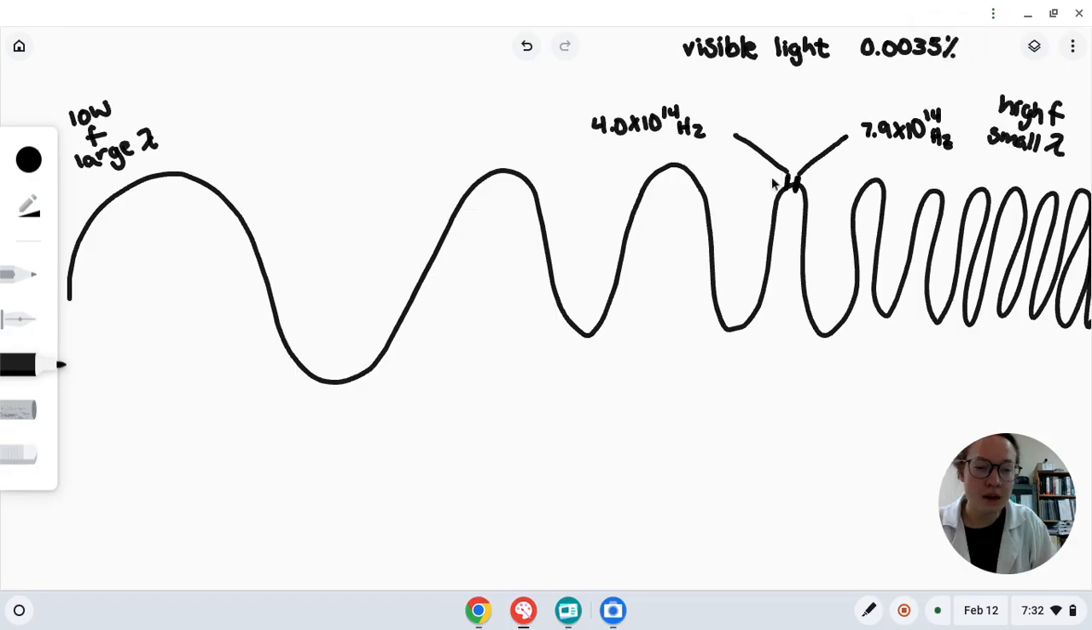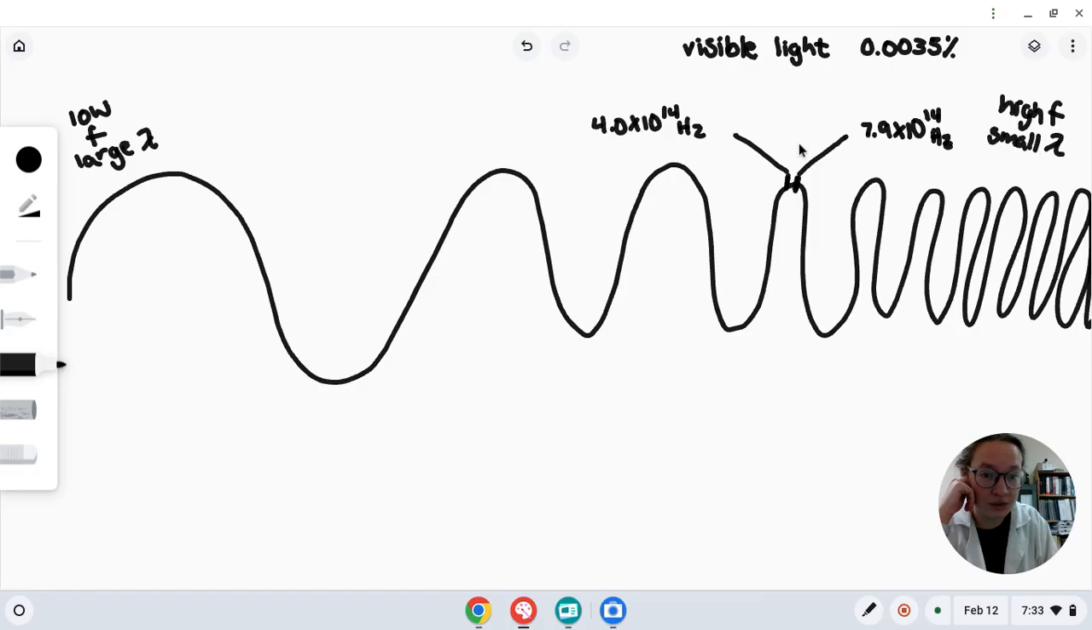If you're saying, wait a second, Miss Wilson, are you saying right now that of all of the light that exists in the world, I can only see 0.0035% of it? Yes, that's what I'm saying. You can only see 0.0035% of light. All of the other frequencies of light are completely unavailable to you. This is all that you can actually see.